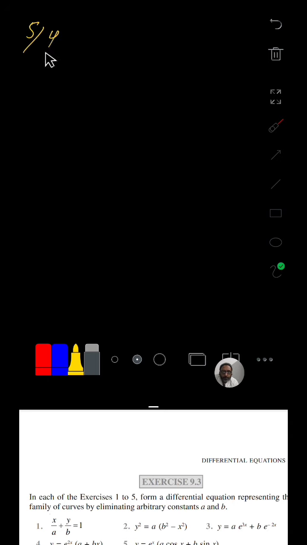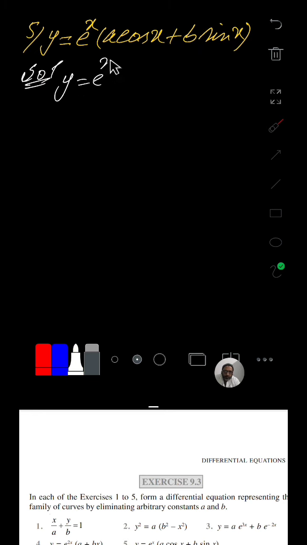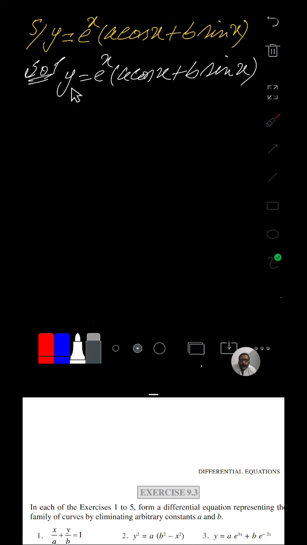Fifth sum, given solution is y is equal to e raised to the power x, a cos x plus b sin x. In fifth sum, the given equation is y is equal to e raised to the power x, a cos x plus b sin x. So first we need to transpose e raised to the power x to the left hand side. We get y e raised to the power minus x is equal to, on the right hand side, a cos x plus b sin x. Now we have to divide both sides of this equation by sin x.